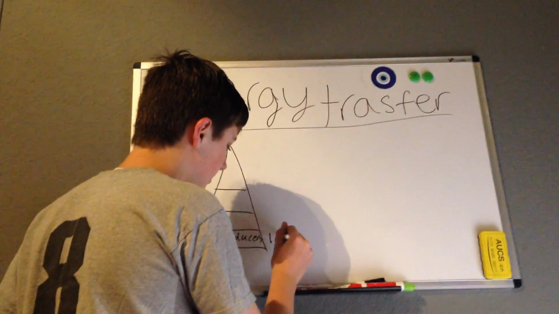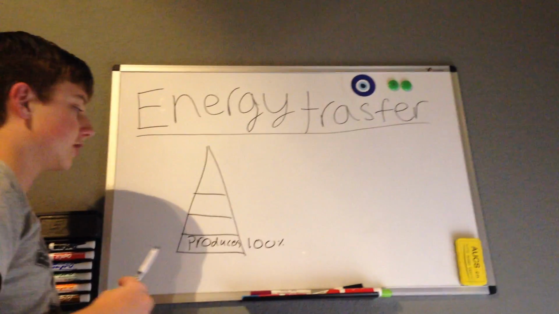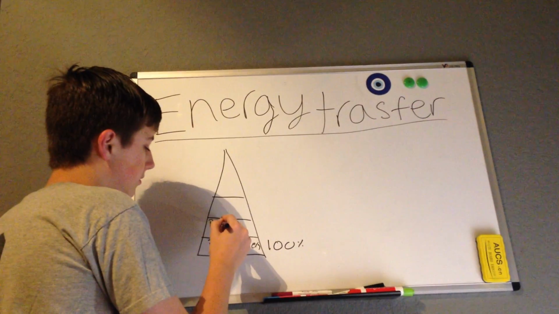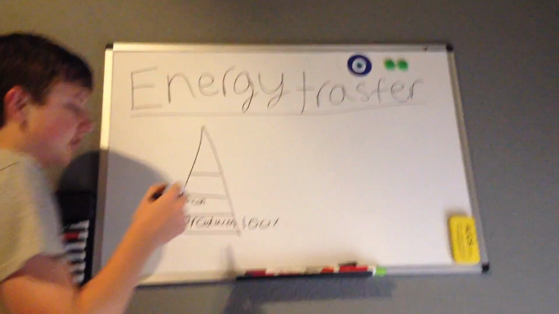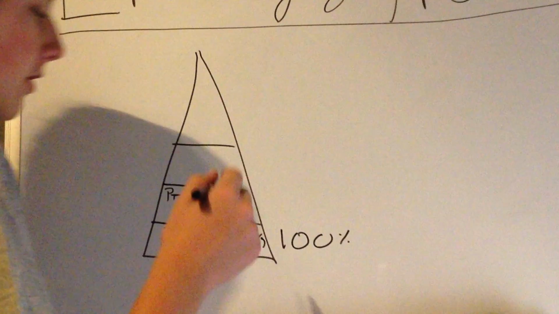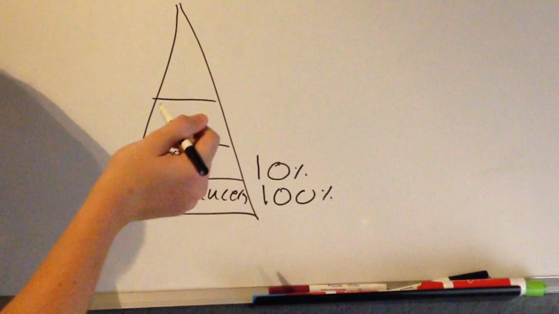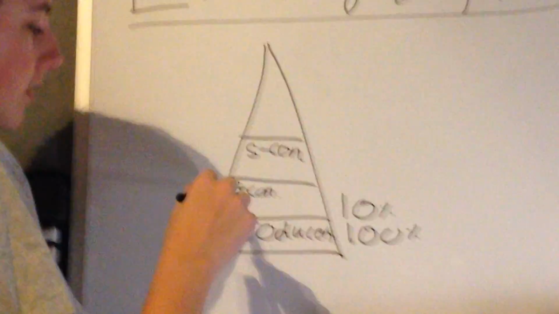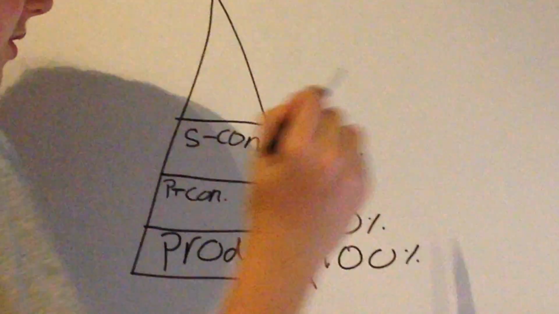So they have 100% of the total energy. Of that 100% total energy, the primary consumers, I'll do P consumers, con for short, get only 10% of the total energy. So they only have 10% of that. The next one is the secondary consumers. These consumers eat the primary consumers and get only 1% of the total energy available.